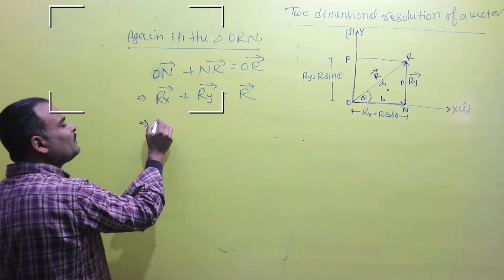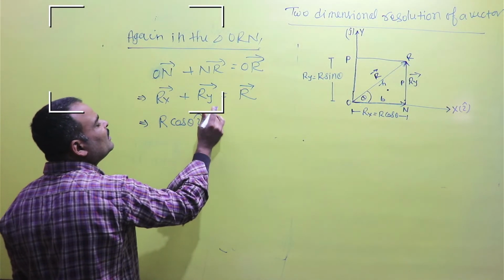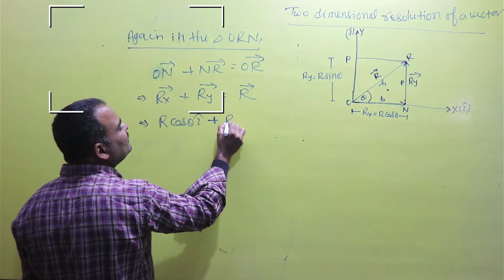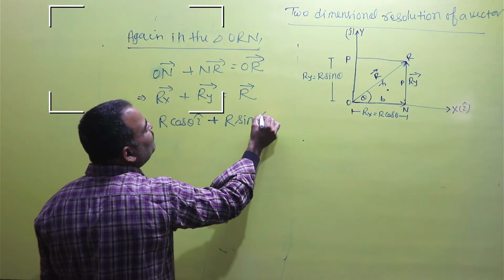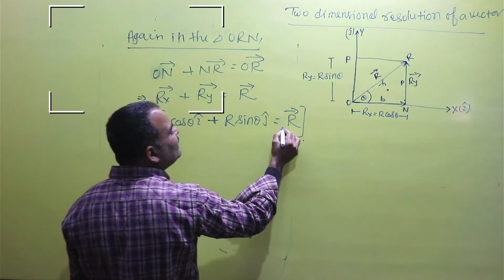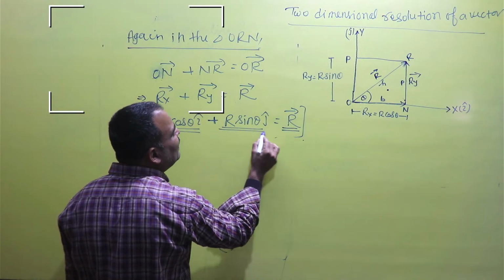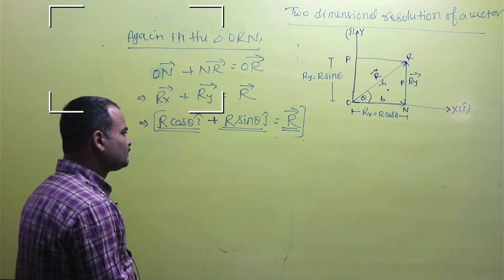What is ON? ON is equal to Rx and NR is equal to Ry, which together give vector R. What is the value of Rx? The value of Rx is R cos theta i cap, and the value of Ry is R sin theta j cap, which together equal vector R. So the vector R is divided into two parts, R cos theta i cap and R sin theta j cap.